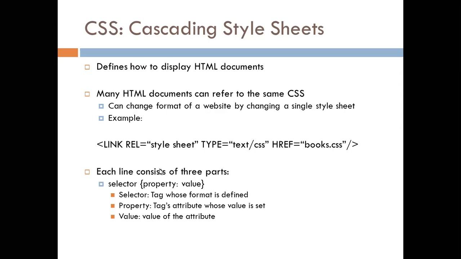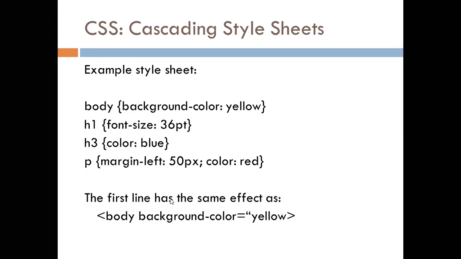Each line in CSS contains three parts: the selector, the property, and the value. The selector is the tag for which we want to apply the style, the property is the tag's attribute whose value we want to set, and the value indicates the value of the attribute. We shall see that with an example.